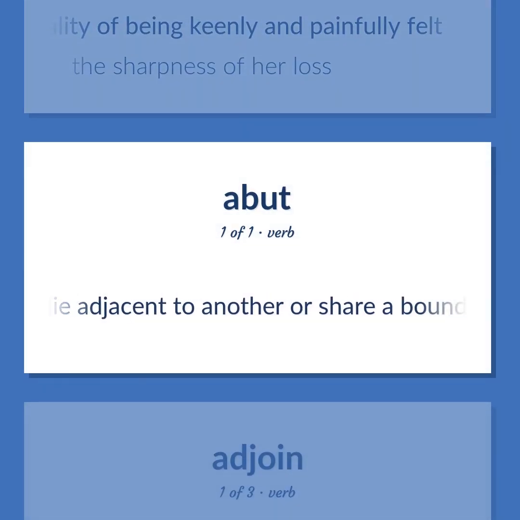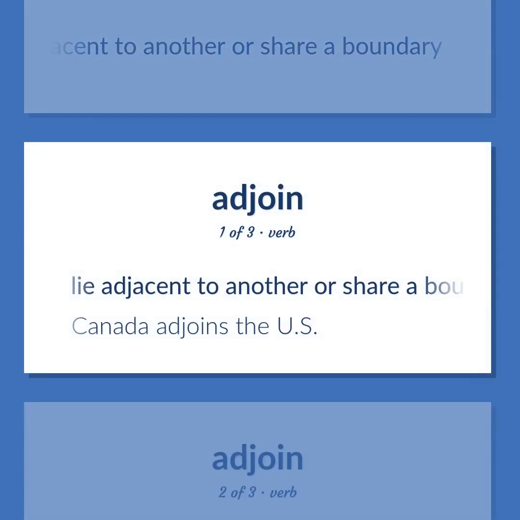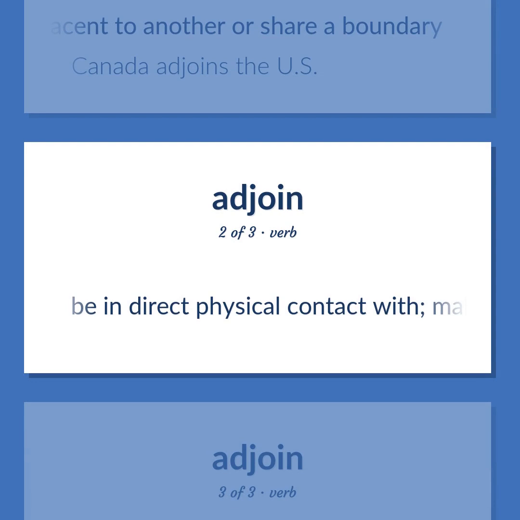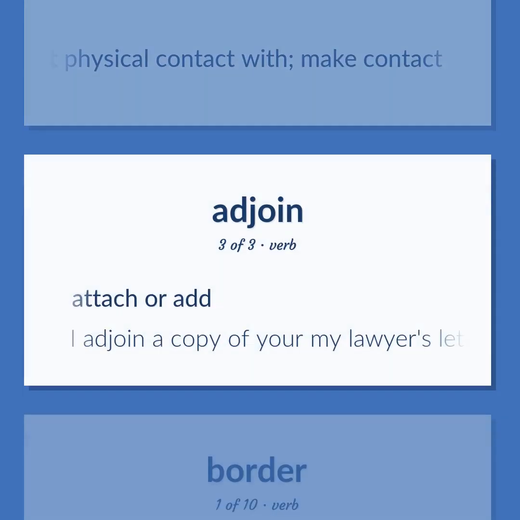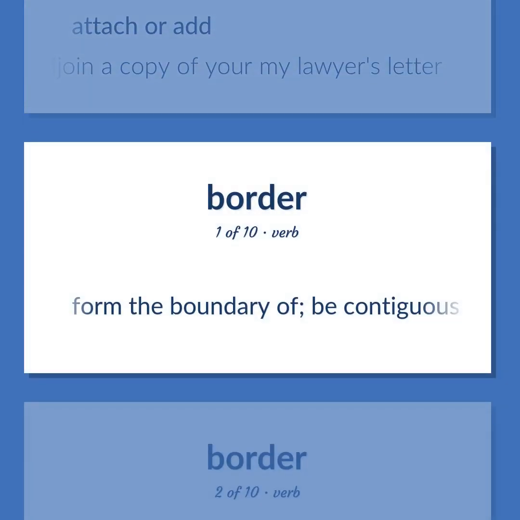Lie adjacent to another or share a boundary. Canada adjoins the U.S. Be in direct physical contact with. Make contact. Attach or add. I adjoin a copy of my lawyer's letter. Form the boundary of. Be contiguous to.